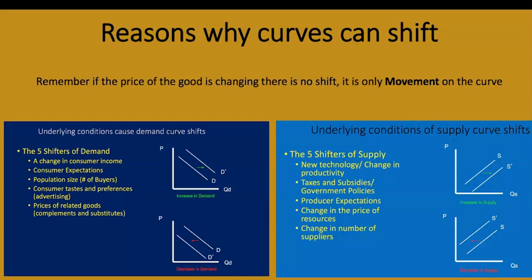The key thing that you have to keep in mind as you're doing these puzzles is you want to have the 5 shifters of demand and the 5 shifters of supply handy. And when you're given an event, the first question you should ask yourself is, is this event causing the demand to change, or is it causing the supply to change? In other words, does it affect buyers or does it affect sellers?